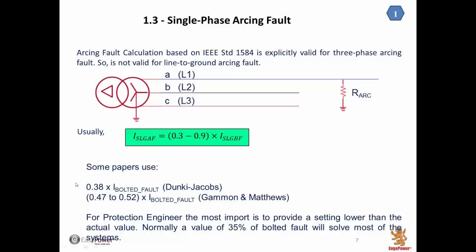Normally, Dunki-Jacobs presents in his papers that the minimal probable arcing fault current is 38% of the bolted fault. And Mardegan and Mathieu, we have from 47 to 52%. For us, protection engineers, it's important to set our relays below this value. Normally, we use 35% of the single line to ground bolted fault.